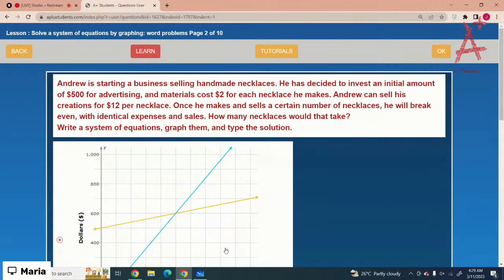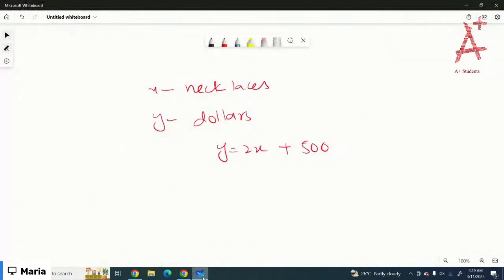Okay, so basically we have to write down the equations first and then we have to solve them. So let's write down the equations. X is the necklaces and Y is the dollars. So the equations are y equals 2x plus 500, and the second is y equals 12x. So just solve these equations and see which is the solution.